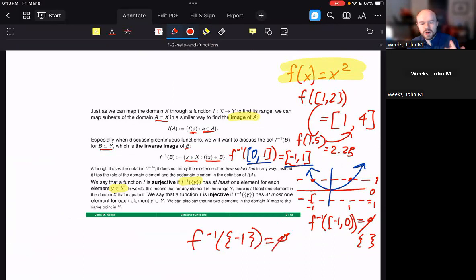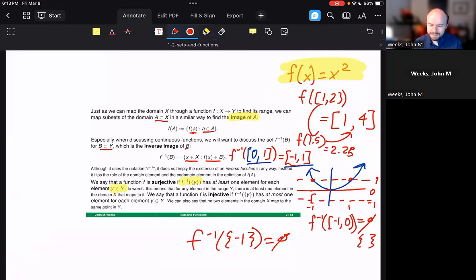Because of that, I know that this has no elements inside of that, and this cannot be a surjective function. One way to think of that is whenever I have a y value for my function that I would like to plug in, and that's any y value inside of my codomain, I need there to be at least one x value that maps to that y value.